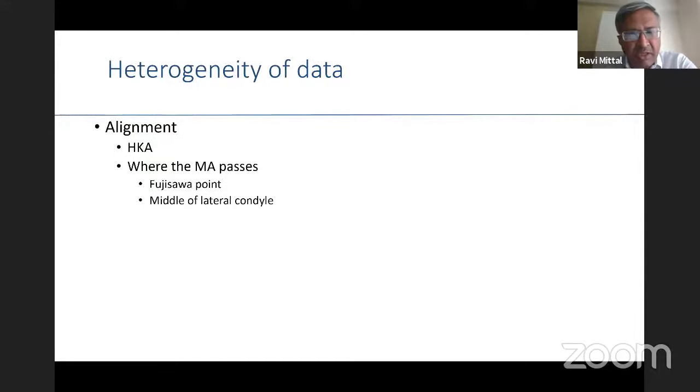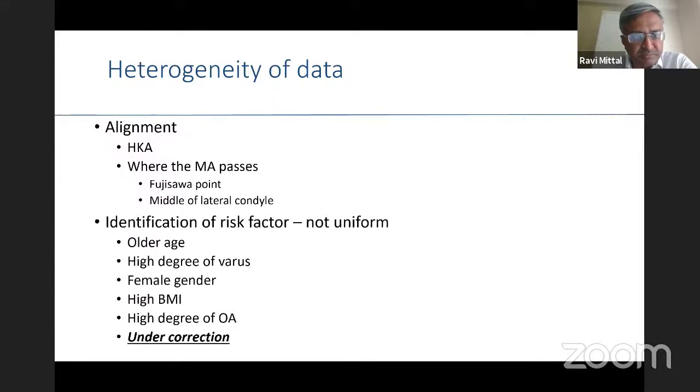Then, what is a good alignment of the knee? People have used the hip-knee angle. Others have used the point where the mechanical axis passes, either the Fujisawa point, or some have even used the middle of the lateral tibial condyle. Then identification of risk factors is not uniform. People have cited old age, high degree of varus, female gender, high BMI, a high degree of osteoarthritis to begin with, and undercorrection as different risk factors for failure. But the commonality among all the studies is undercorrection. So the surgery has to be performed very accurately to achieve a good mechanical alignment and a good result.